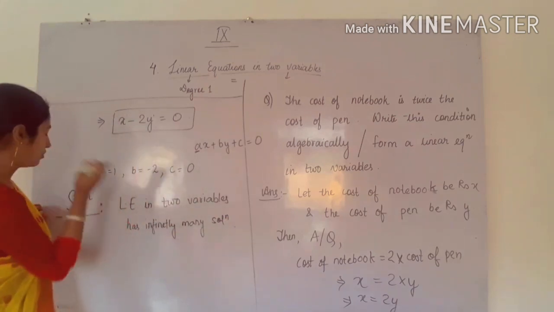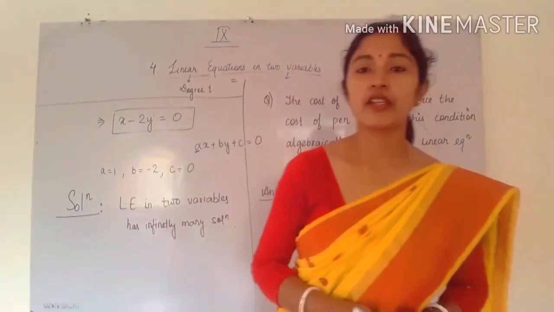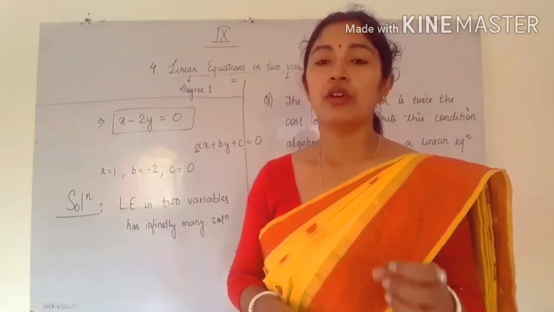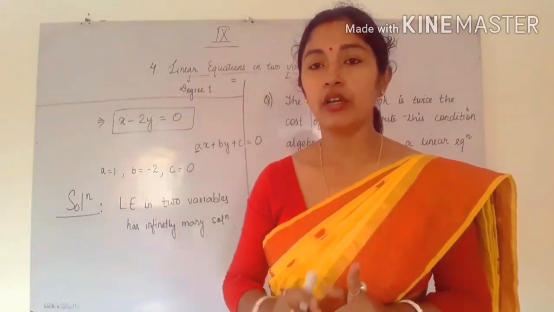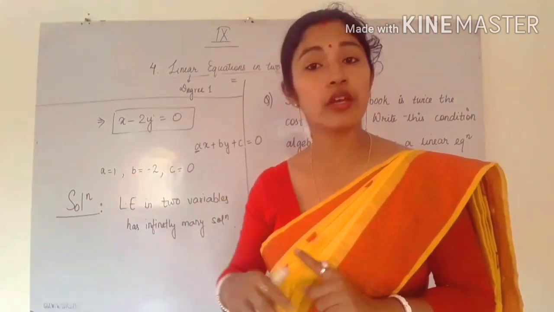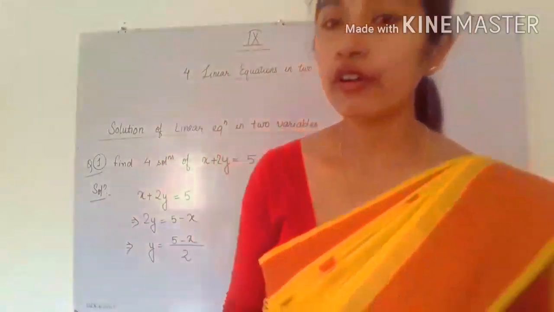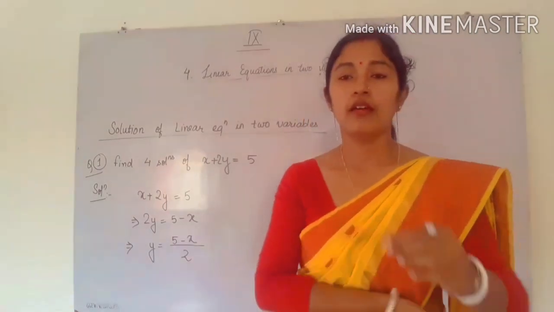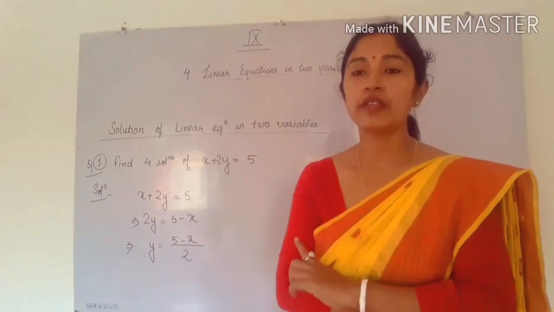Okay, so this is about the linear equation in two variables. Previously in class 8 you studied linear equations in one variable. In that case you saw that a linear equation in one variable has only one solution, but you have to see that a linear equation in two variables does not have two solutions, but it has infinitely many solutions. We know this from our previous example.